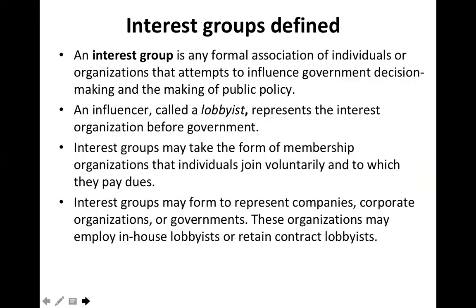So what is an interest group? It is any formal association of individuals or organizations that attempts to influence government decision making and the making of public policy. An influencer is also called a lobbyist, who represents the interest group before the government. Interest groups may take the form of membership organizations that individuals join voluntarily and pay dues to. It's kind of like a club in a way. Interest groups may also form to represent companies, corporate organizations, or governments. Unions are an example of an interest group: the interest is employees' rights and working conditions and things like that. These organizations may employ in-house lobbyists or retain contract lobbyists.